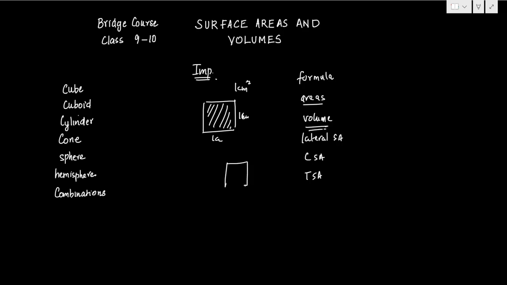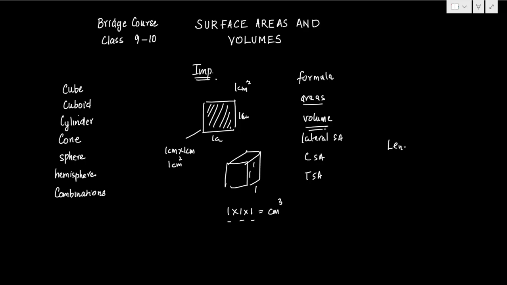So if you have a cube which has 1 by 1 by 1 centimeters side, the volume is 1 into 1 into 1. The unit, if you look at it, because you multiply 3 times, it'll be centimeter cube instead of centimeter square. Whereas in the case of a square, it was just 1 centimeter square. So you have to be very careful about the units.